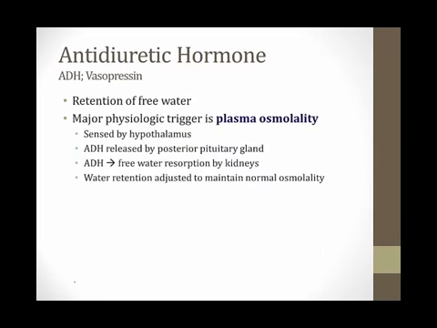All right, we're almost ready to discuss sodium and water balance, but first we have to review one other concept, and that is the way that antidiuretic hormone works. Antidiuretic hormone is often called ADH or vasopressin, and it leads to retention of free water by the kidneys. I talk about the mechanism of this hormone in detail in the video on nephron physiology. Now, under normal physiologic circumstances, the major trigger for release of ADH is the plasma osmolality. This is sensed by the hypothalamus, and ADH is released by the posterior pituitary gland. ADH release leads to free water resorption by the kidneys, and through ADH, the kidneys modify water retention to maintain a normal serum osmolality.